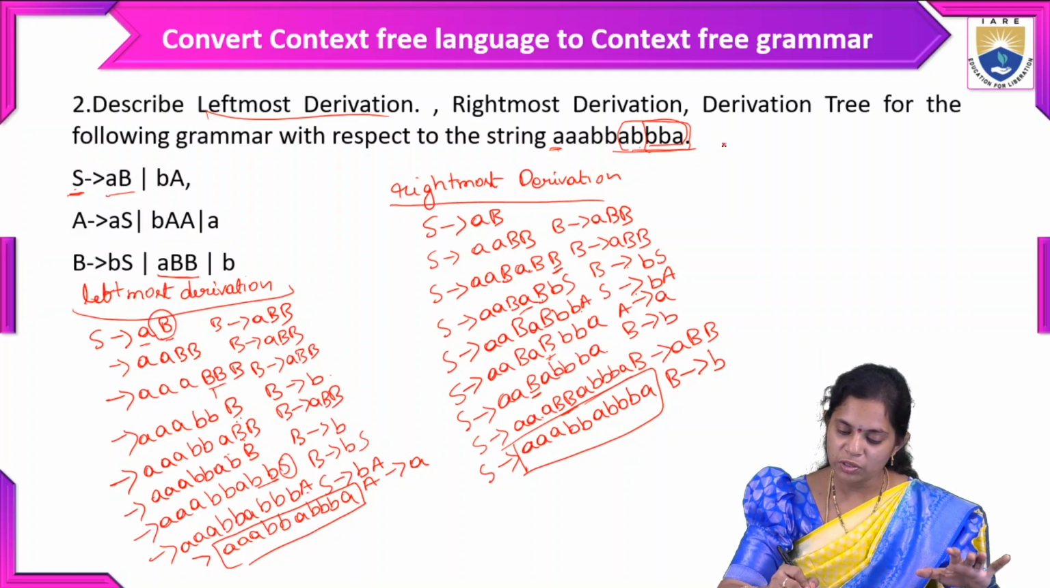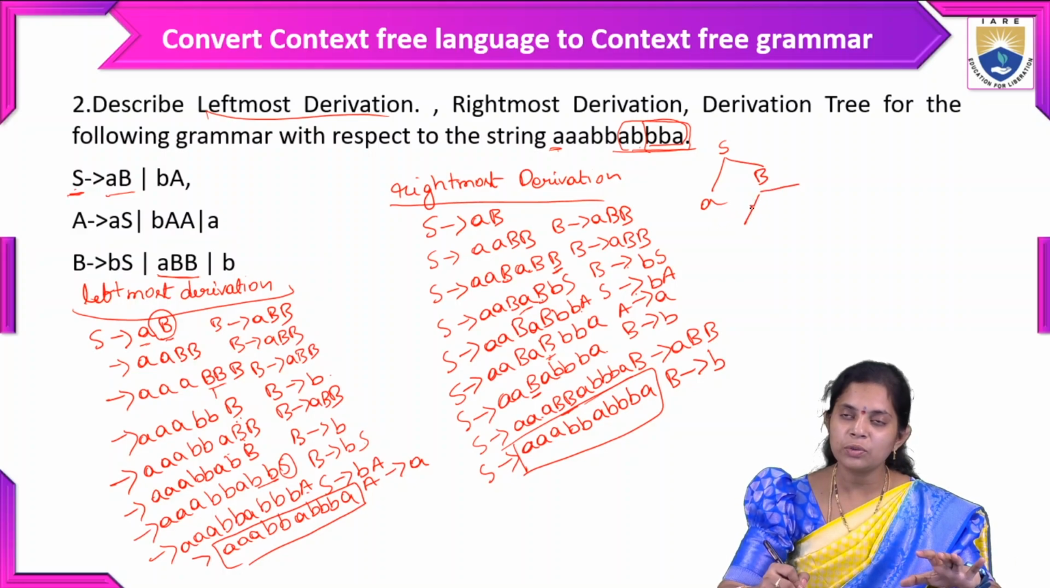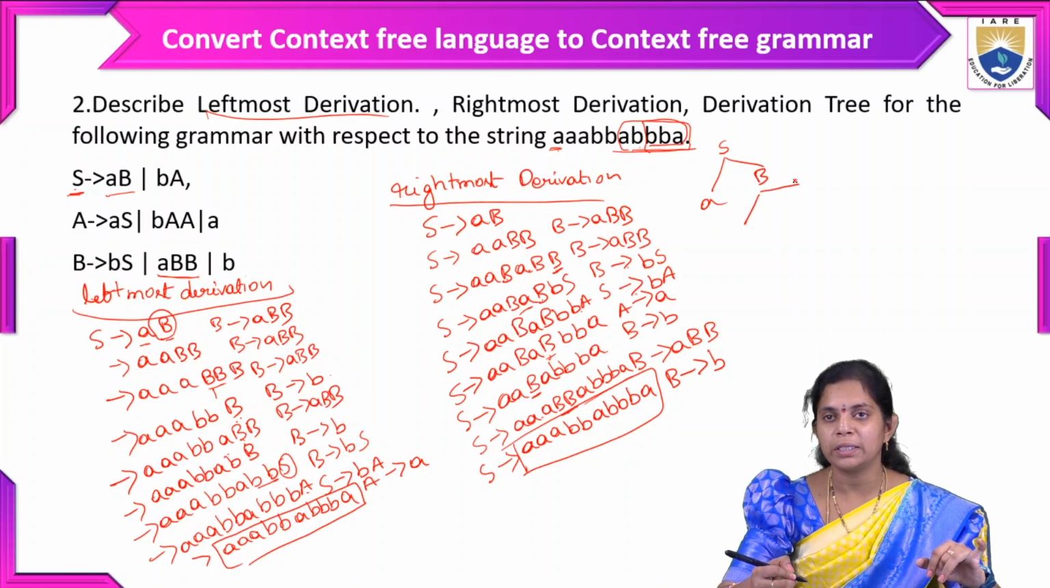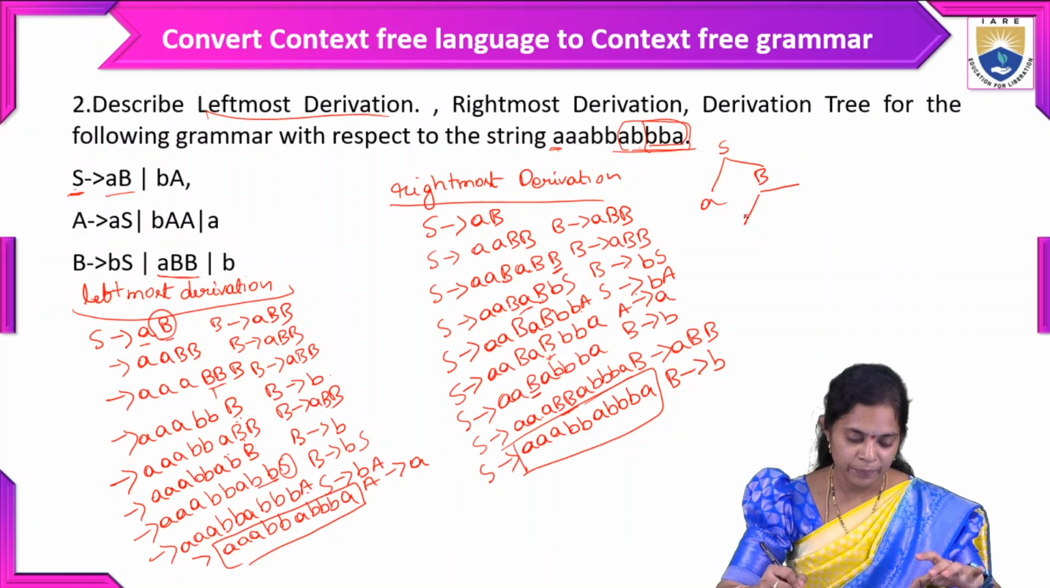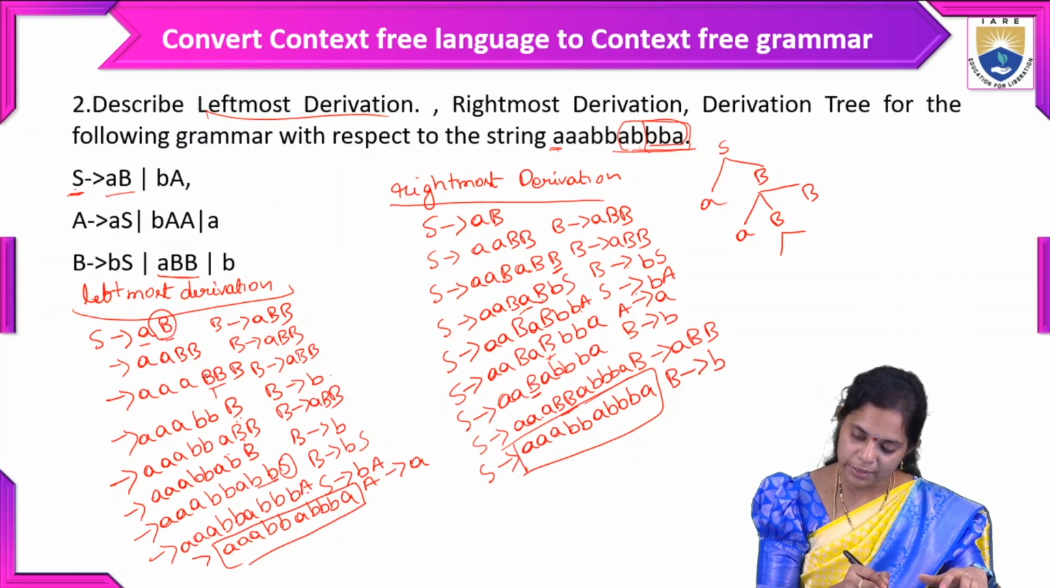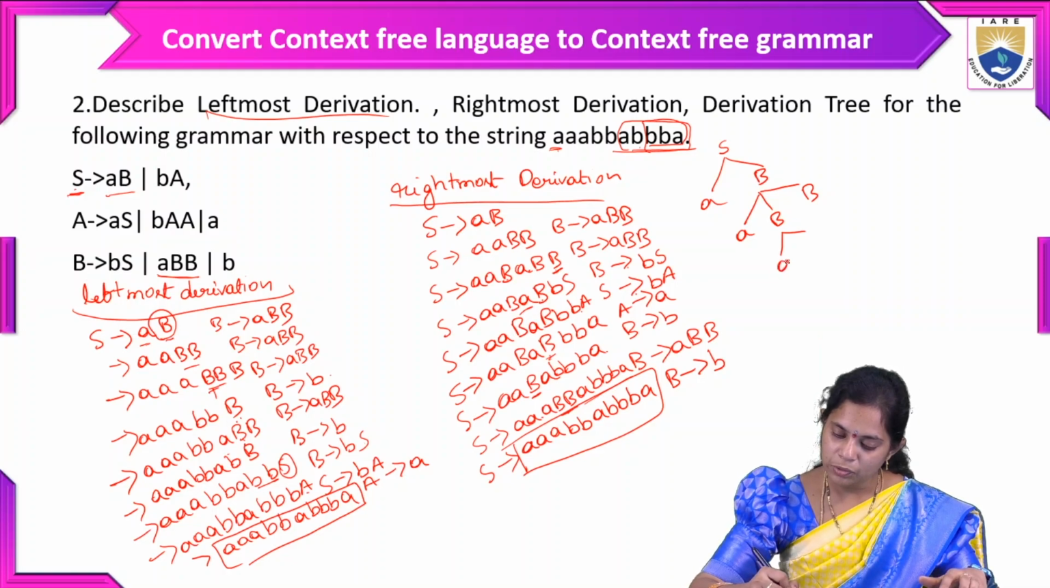So first, for the leftmost derivation tree, I will write S. S tends to A, capital B, and B tends to. So we just need to substitute what we have substituted. Instead of this one, we will write, so instead of this B, what we have written A, B, B. So next B tends to, again first B is there and second B, and again B we have. So A, B, B.